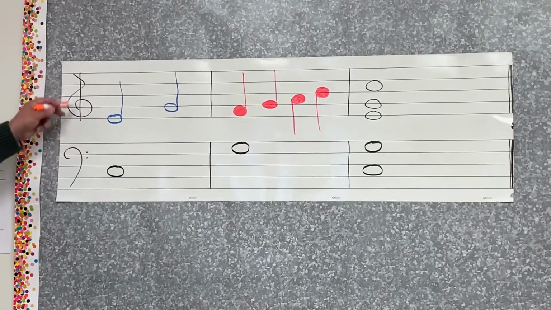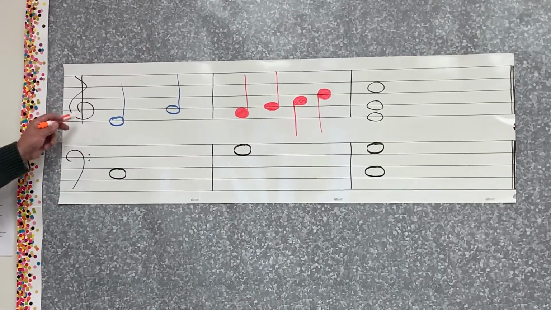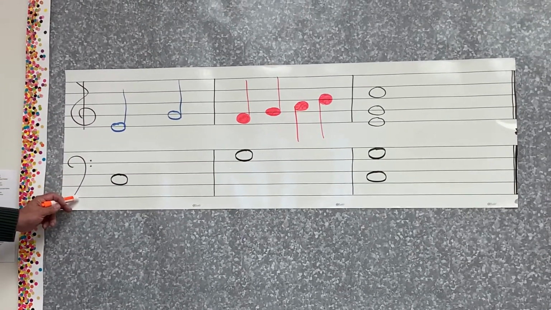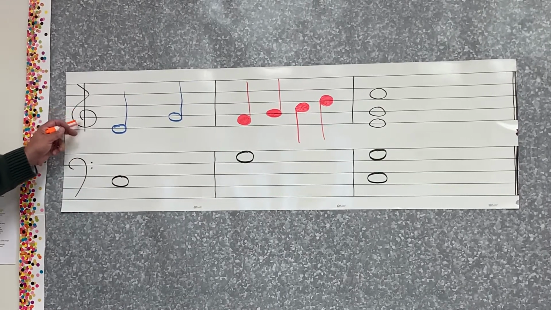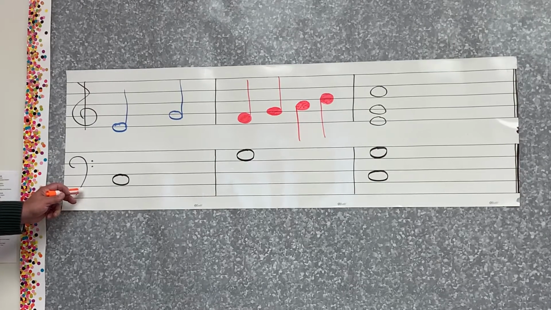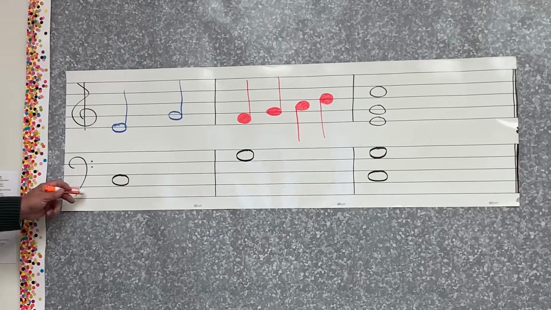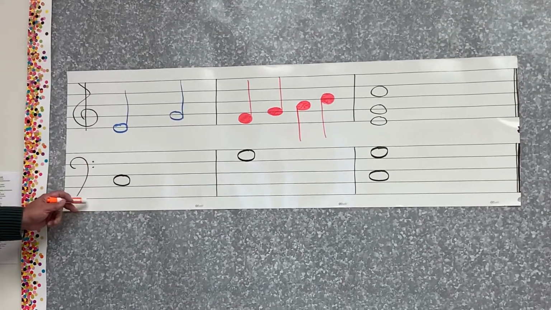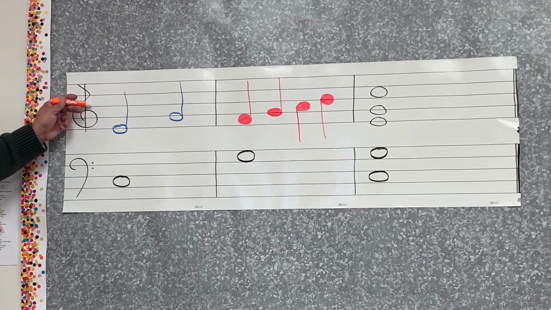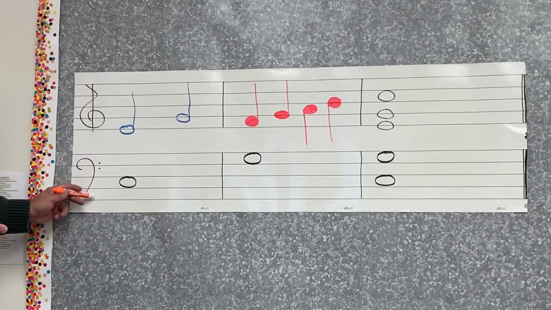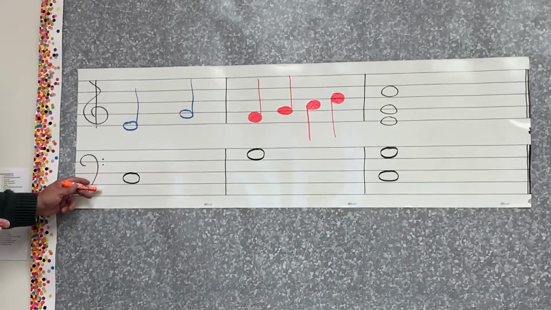We already talked about the treble clef. Does anybody remember treble top? And this is the bass clef or bass bottom. So our higher notes are in the treble clef and our lower notes are in the bass clef.